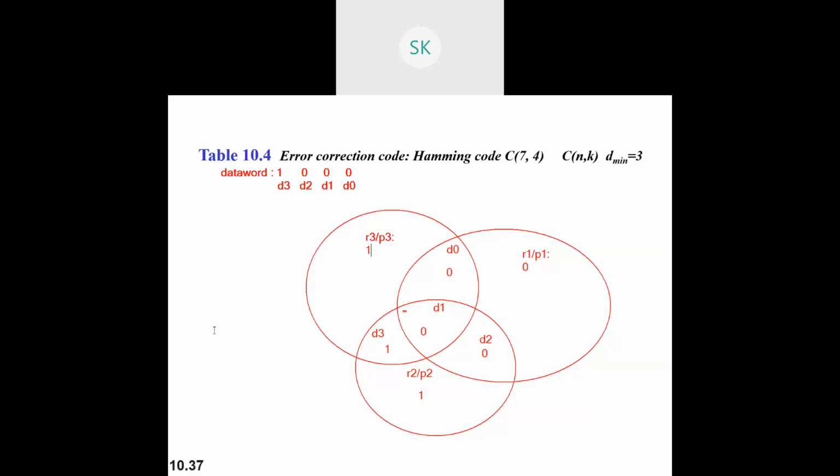Now my code word becomes, what will be the code word? The code word will be nothing but the attachment of the data word, 1 followed by 3 zeros, followed by R3 R2 R1. The R3 bit is 1, R2 bit is 1, and R1 bit is 0. So now this is 7 bits in length and the data word is 4 bits in length.